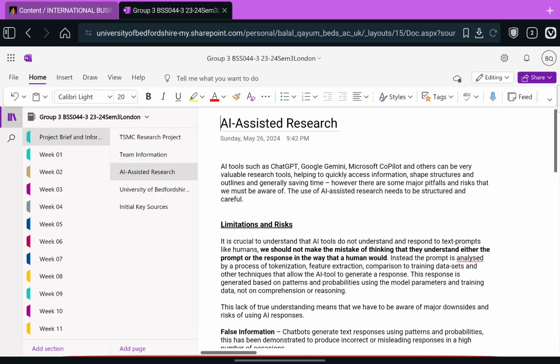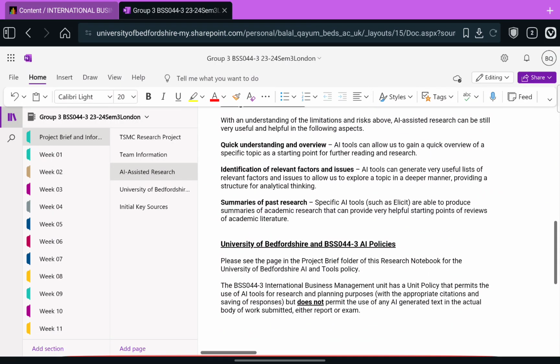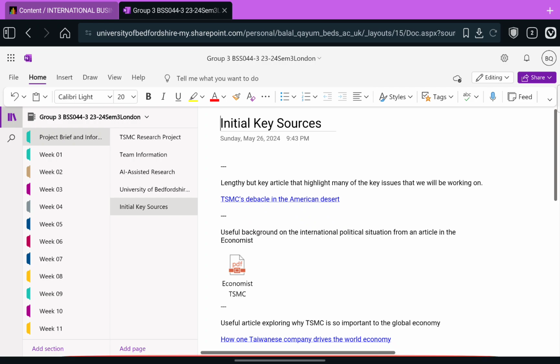There is quite a bit that I would want you to read through. There's some discussion on the limitations and risks of AI usage, as well as the particular utility we can get from it. Importantly, there are specific policies around the assessment use of AI. There are also quite a few things in the project brief folder, including key sources to get you started on your research.